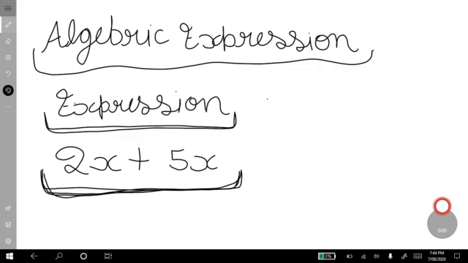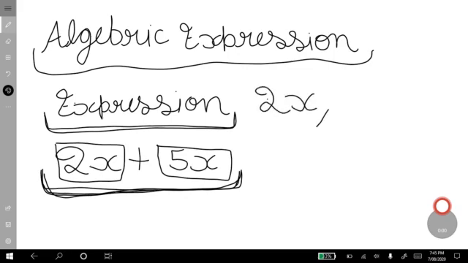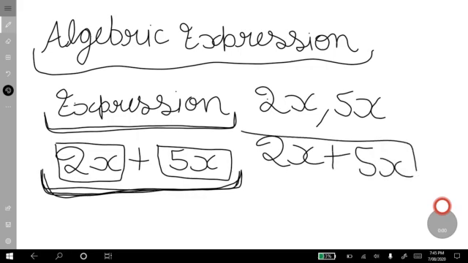So what is an expression basically? It's basically a group of terms. It has two terms in there: 2x and 5x are both terms. If we want to make an expression, we just need to put the addition sign between 2x and 5x. So we made an expression. This is what an expression is.